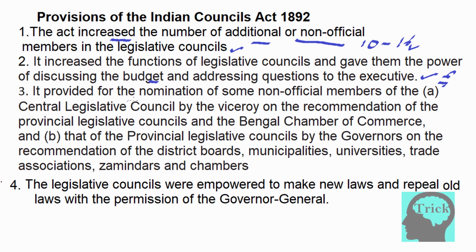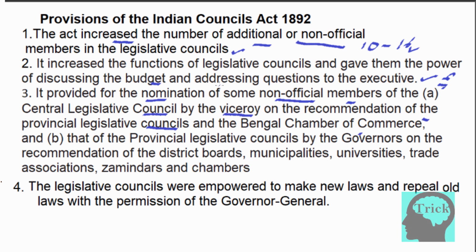Third, it provided for the nomination of some non-official members. So in a way, indirect election was introduced. It was a beginning of some kind of parliamentary system in India. These non-official members were to be nominated by the Viceroy in the Central Legislative Council on the recommendation of the Provincial Legislative Council and the Bengal Chamber of Commerce.